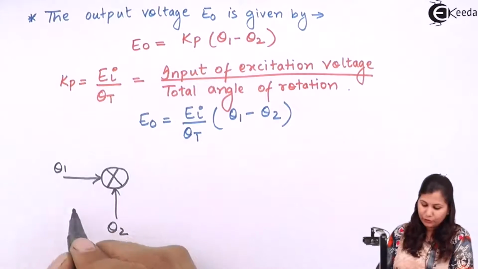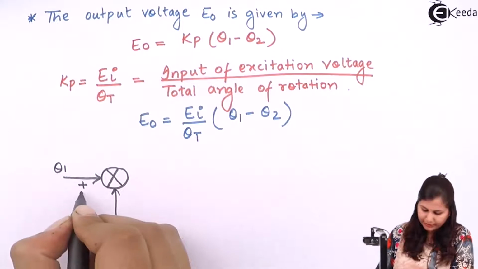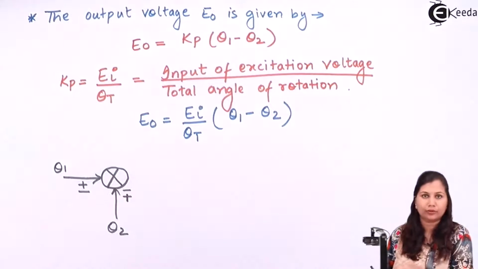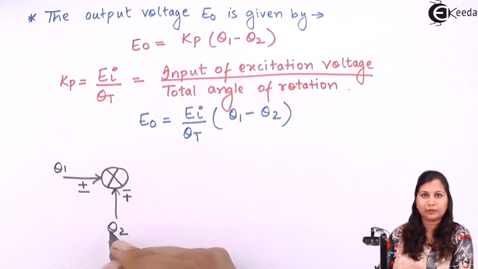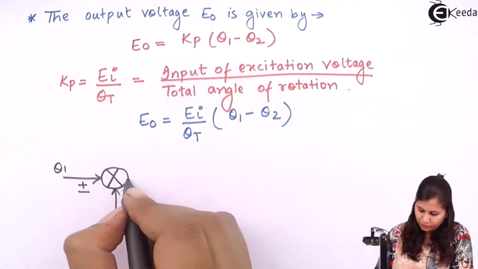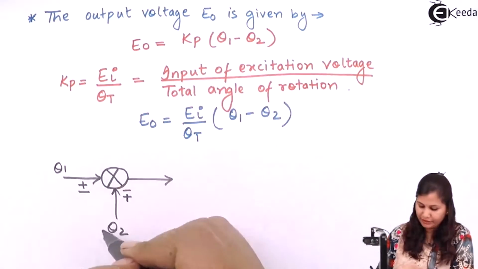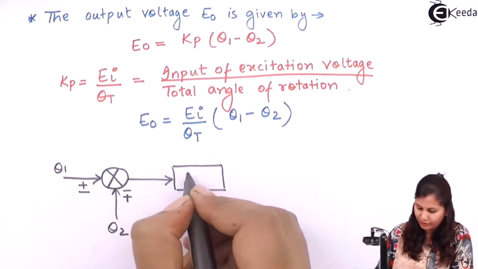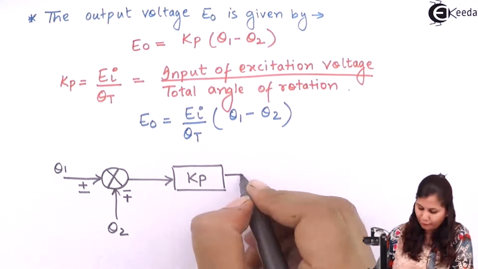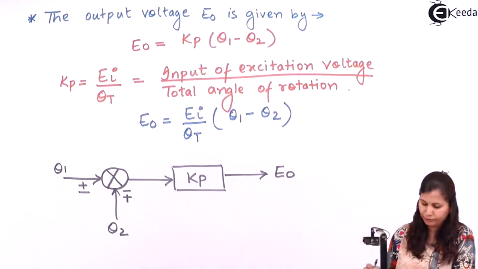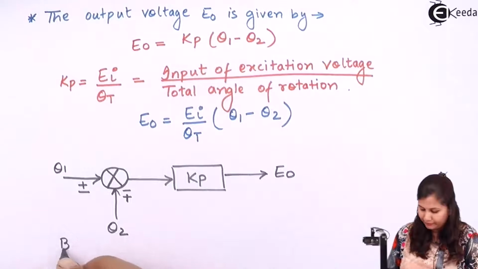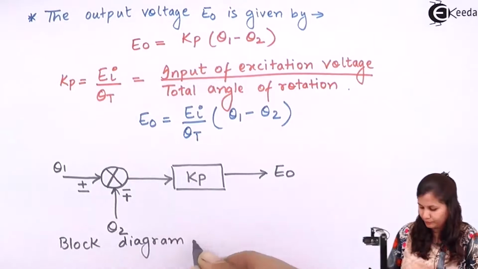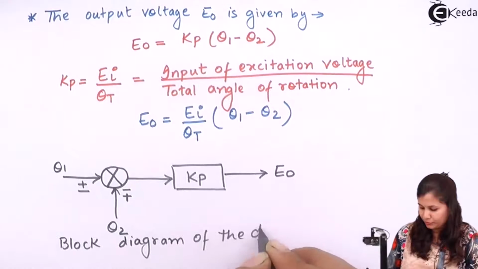Now the signs of these two positions will be opposite: if one is plus minus, the other input will be minus plus, because we are finding the difference between these two displacements. This difference is then multiplied with Kp, so we have a block with the transfer function Kp, and the output is E naught. Okay, so this is the block diagram of the double-ended arrangement.